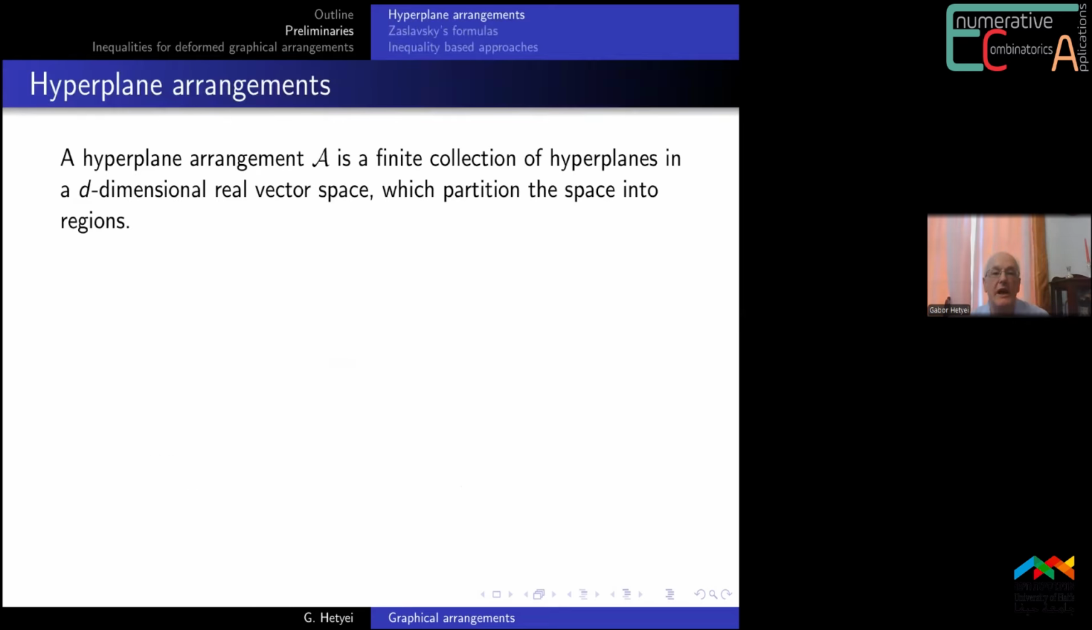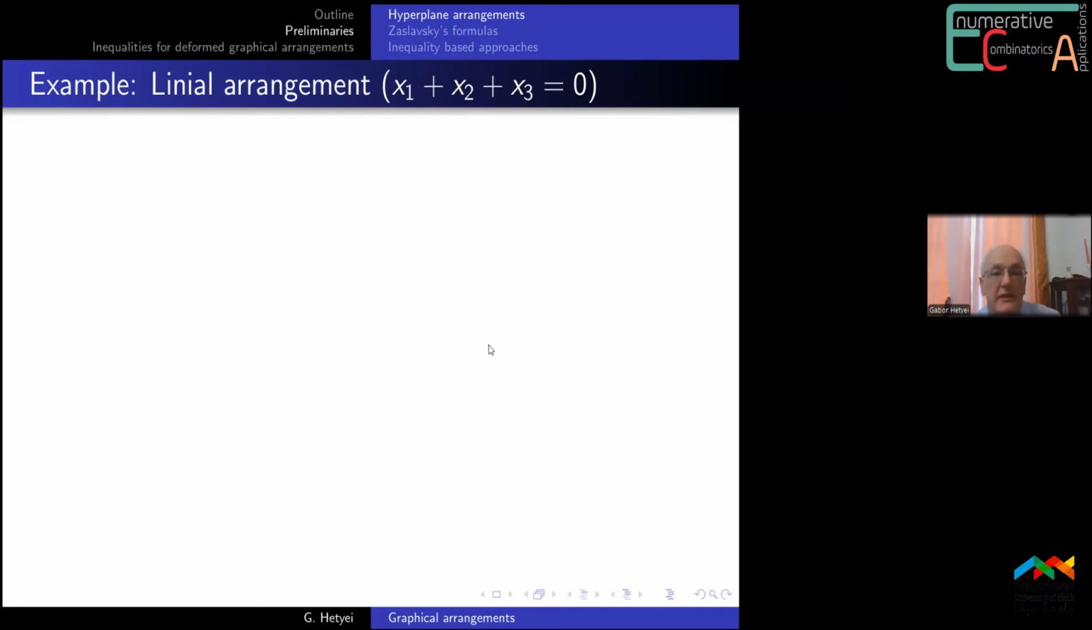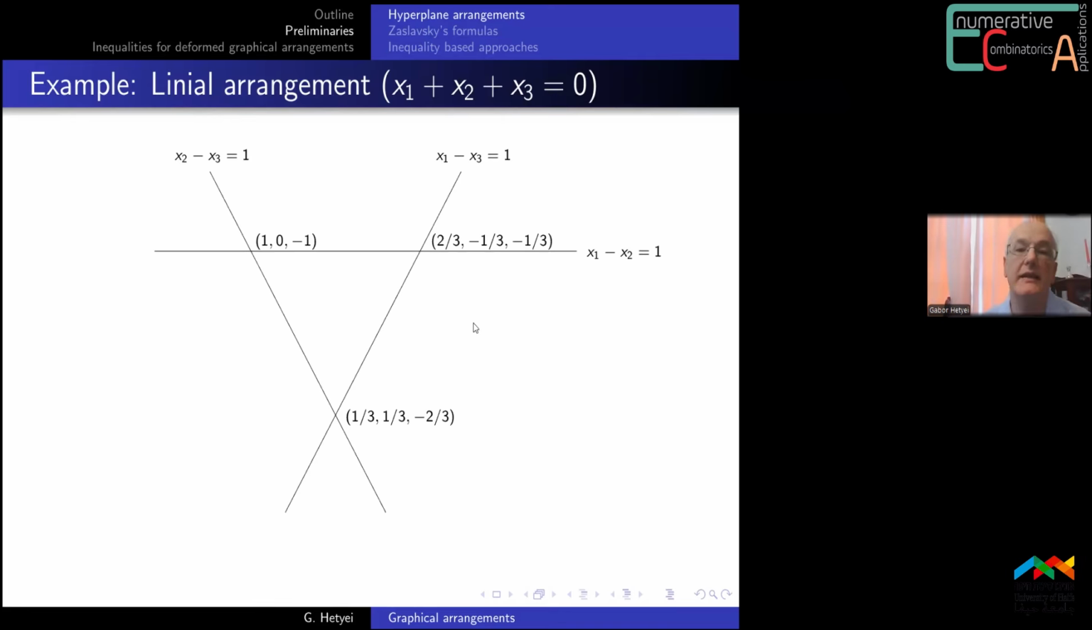I will start with the definition of a hyperplane arrangement, which hopefully everybody knows. We look at hyperplanes in a real vector space, and what we care about is what kind of regions are created by this and how many of them. And here is my favorite example, the linear arrangement. The official definition of the linear arrangement is something like this: you take all hyperplanes of the form xi minus xj equals 1, where i is less than j.